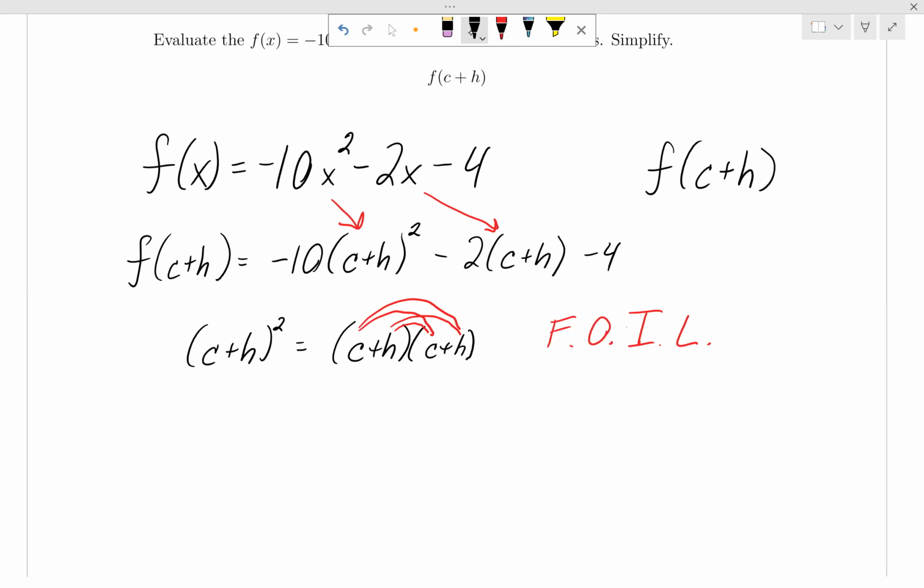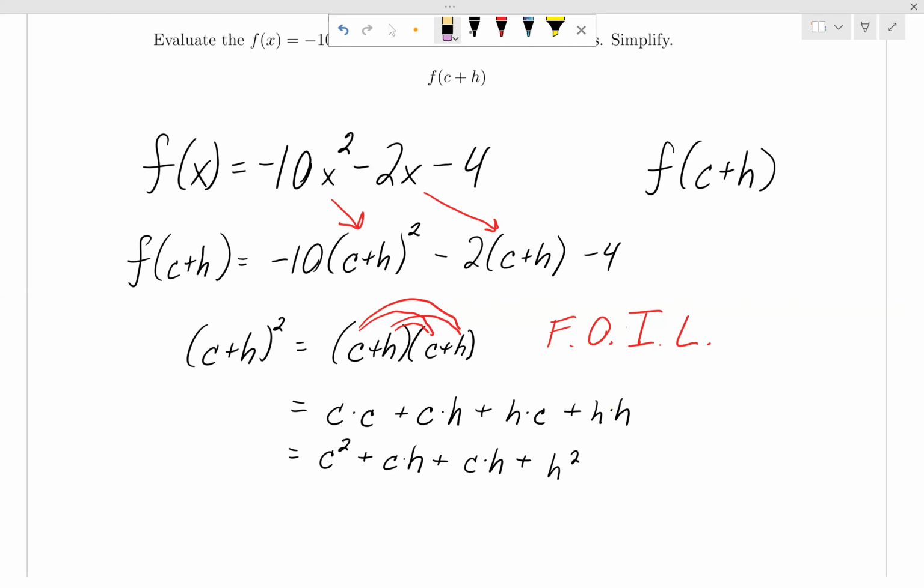So when we multiply these out, our first terms are c times c. Our outer terms are c times h. Our inner term is h times c, and our last term is h times h. So this is c squared plus c times h plus c times h plus h squared. I can move these around in this step. They're the same. C times h is the same as h times c.